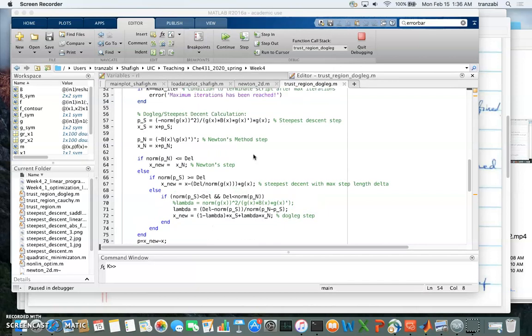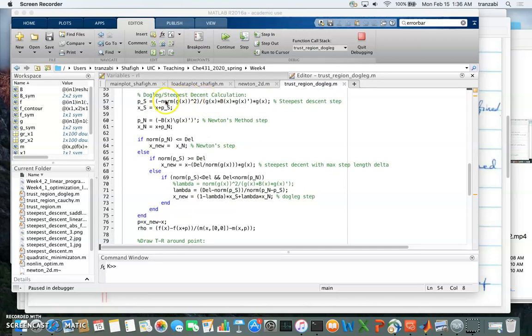Okay, so in the MATLAB script we were talking about how we can combine the two directions, the steepest descent direction and the Newton's direction. To do the combination, we have to first calculate the steepest descent direction. Then we find the solution if the steepest descent direction is the direction to follow. We also find the Newton's direction and the solution from the Newton's direction. Now we have to choose which one of these will be the next step.